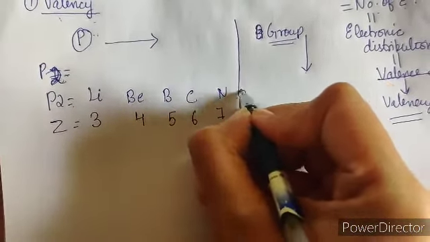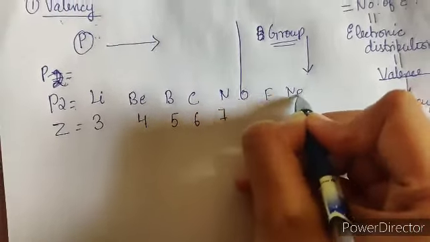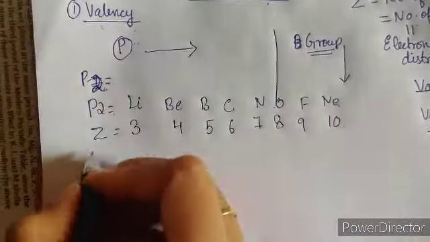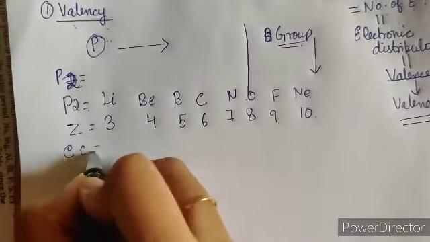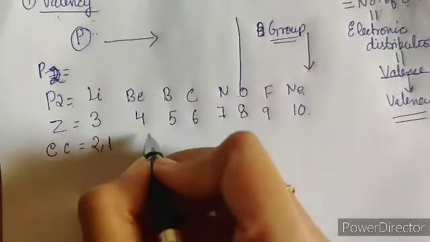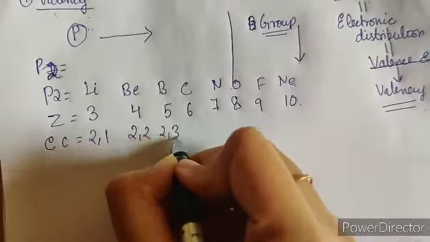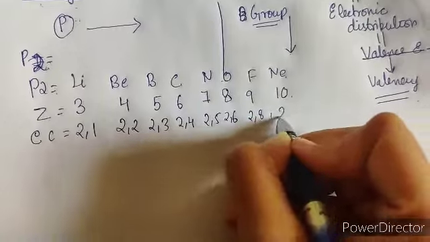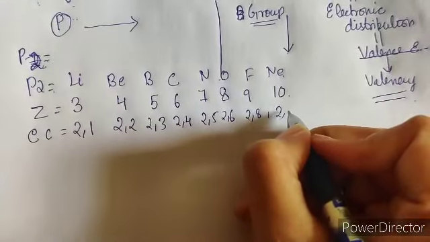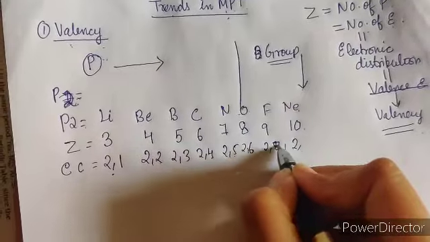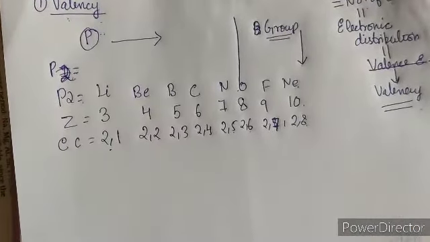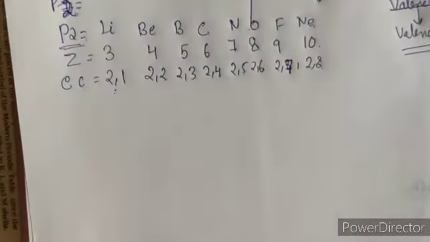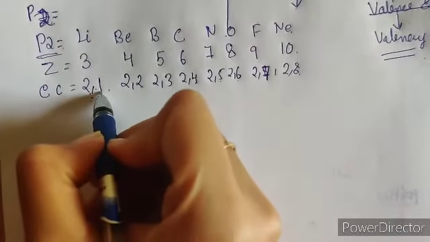After nitrogen comes oxygen, fluorine and neon. Oxygen is 8, then 9 and 10. Now we know the electronic configuration also: 2,1, 2,2, 2,3, 2,4, 2,5, 2,6, 2,7, 2,8. As the elements belong to the second period, they will have two shells. First is K, second is L shell.